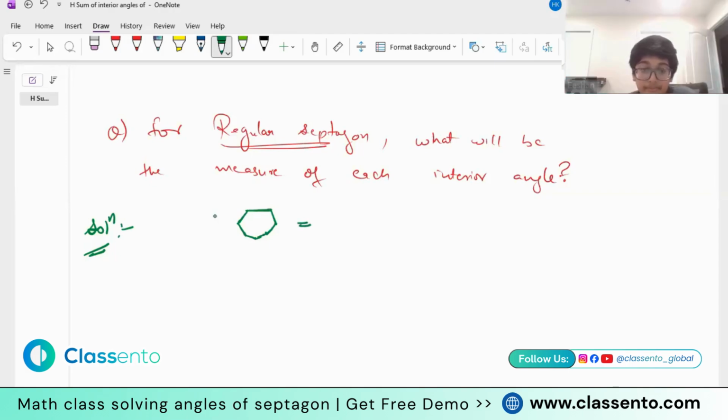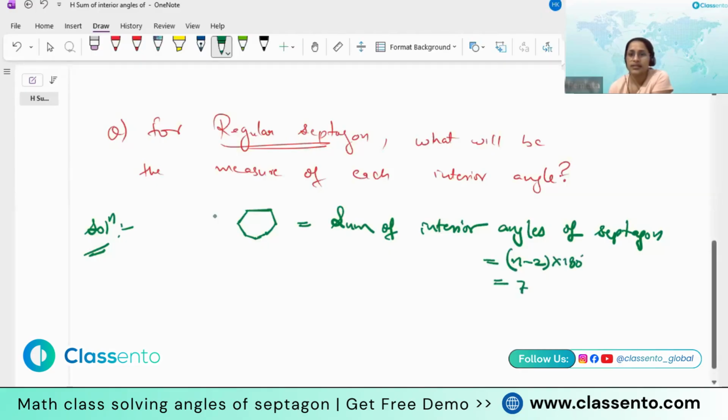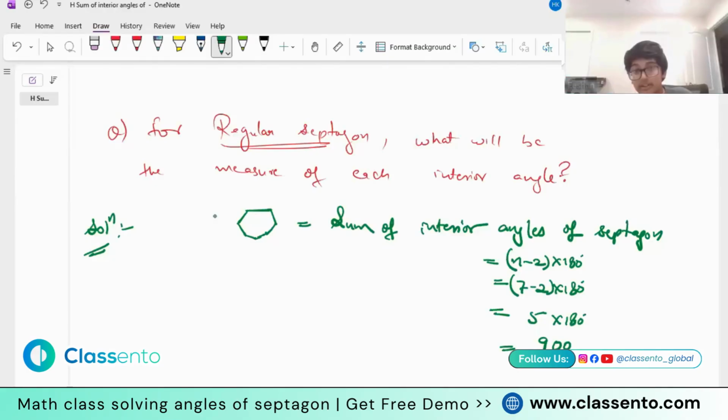Yeah. So what we can do, sum of interior angles of septagon. So what is the formula? N minus 2 into 180 degrees. That means 7 minus 2 into 180 degrees, which equals 5 into 180 degrees. And 5 into 180, how much will you get? 5 fives are 25, 5 into 8 is 40, 45. Is it 900? 900. Correct.